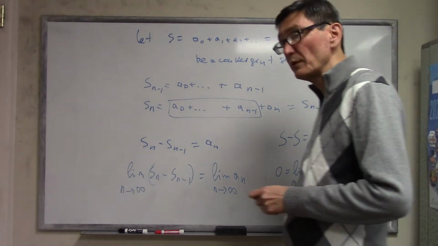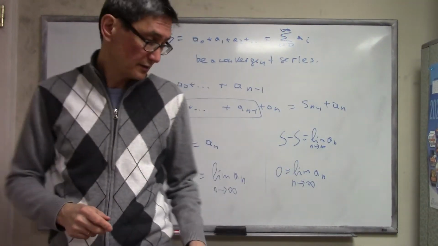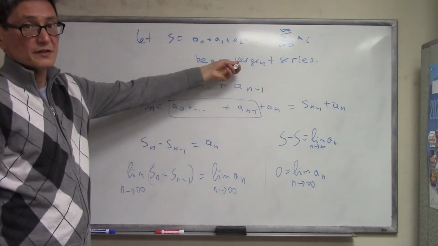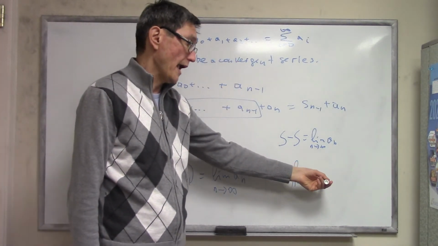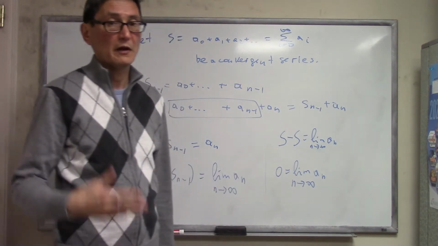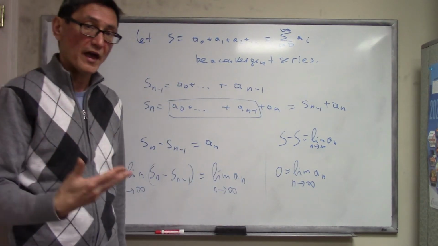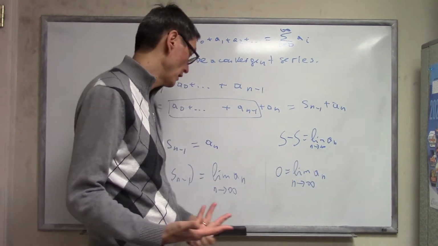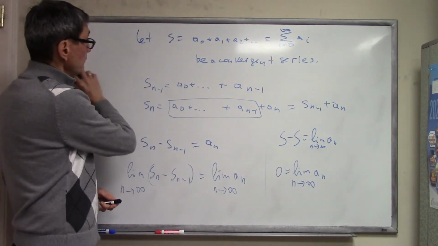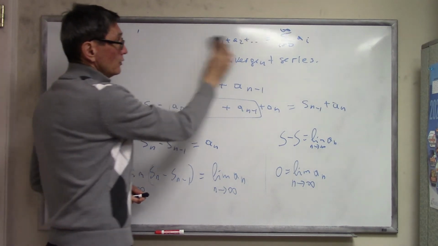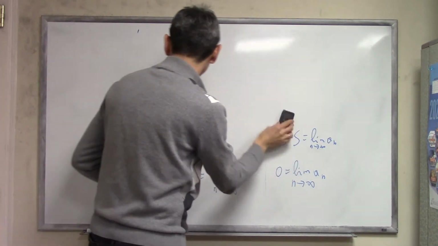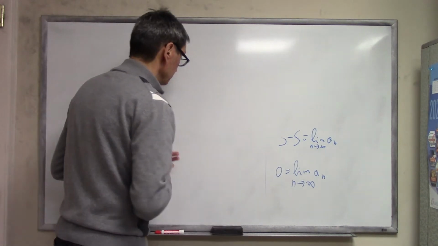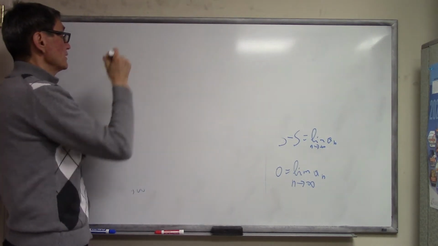So to summarize, what we got is the following. If we have a convergent series, then limit of an equals 0. If the series converges, then it must require that limit of an must be equal to 0. So from here we got the divergence test. What if limit of an is not equal to 0? The divergence test.